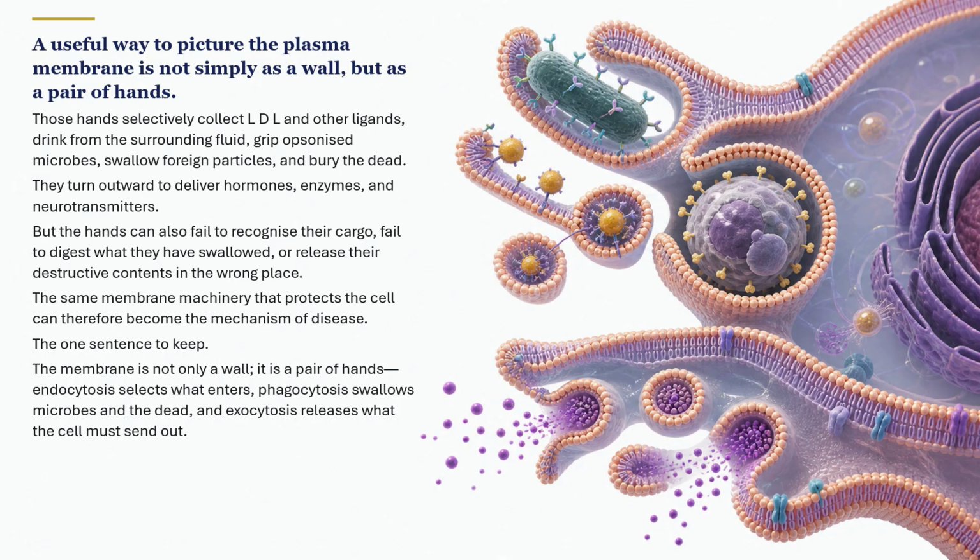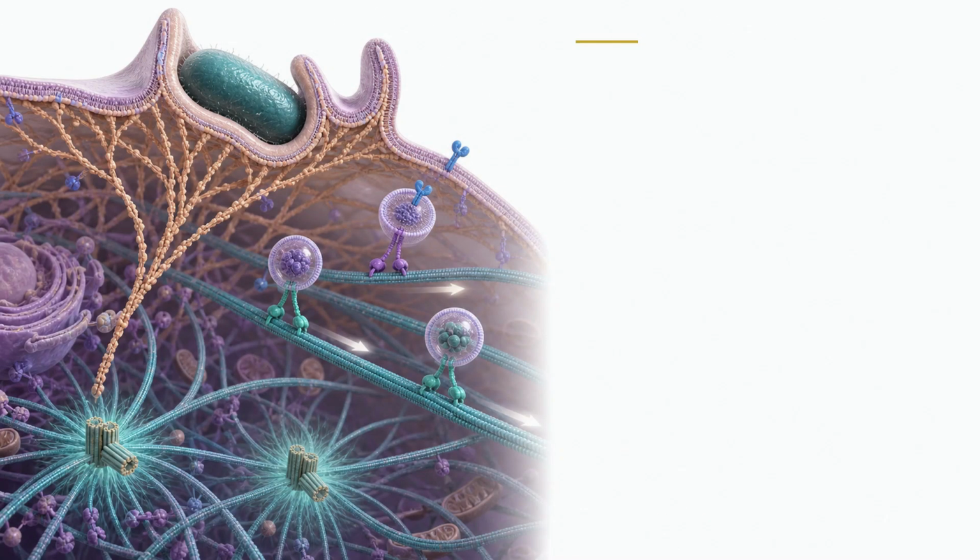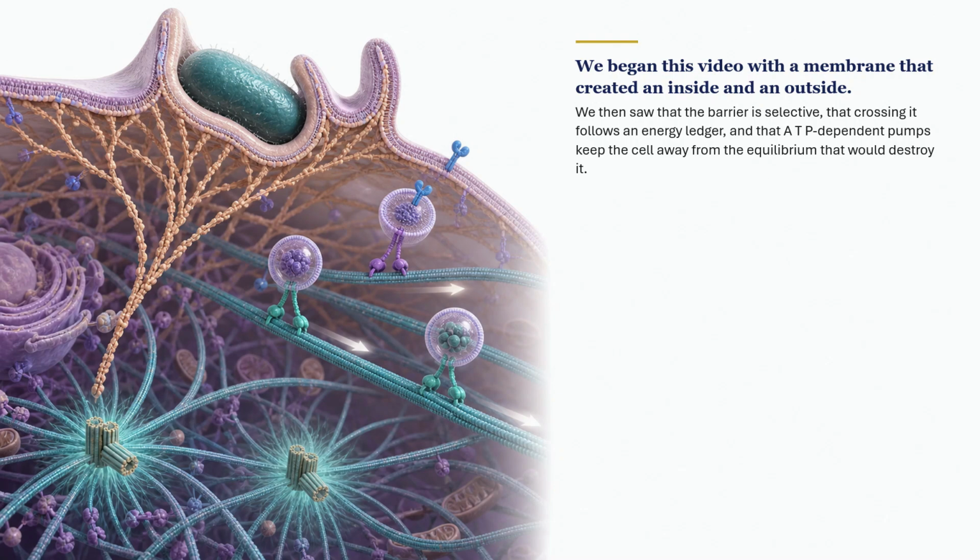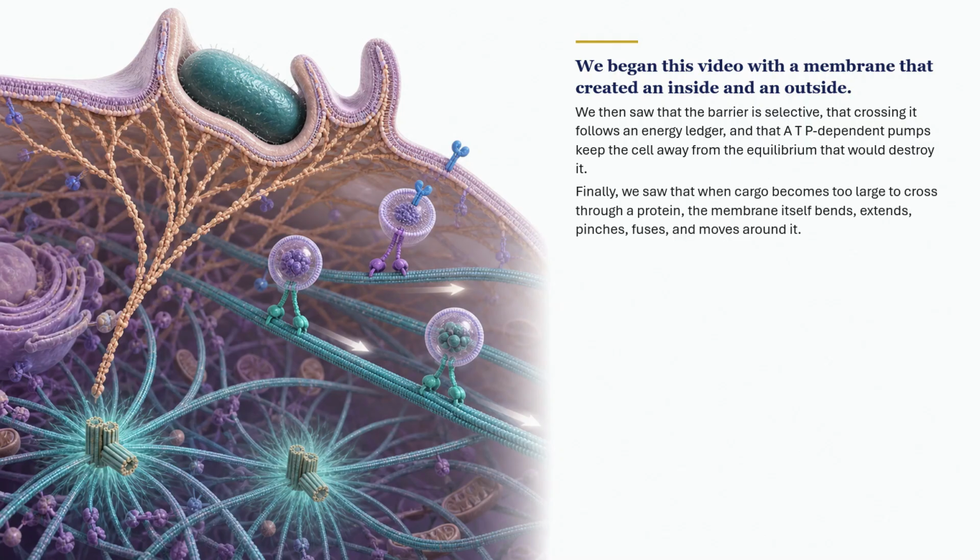Endocytosis selects what enters. Phagocytosis swallows microbes and the dead. And exocytosis releases what the cell must send out. We began this video with a membrane that created an inside and an outside. We then saw that the barrier is selective, that crossing it follows an energy ledger, and that ATP-dependent pumps keep the cell away from the equilibrium that would destroy it. Finally, we saw that when cargo becomes too large to cross through a protein, the membrane itself bends, extends, pinches, fuses, and moves around it.